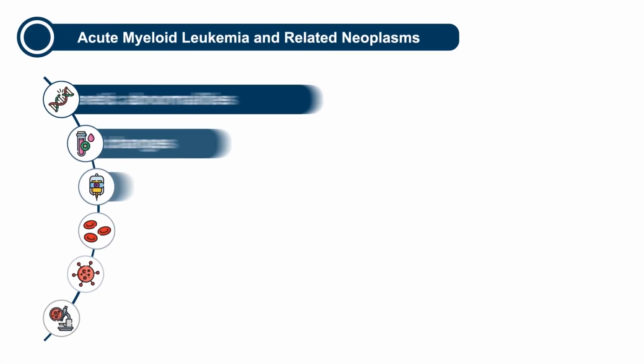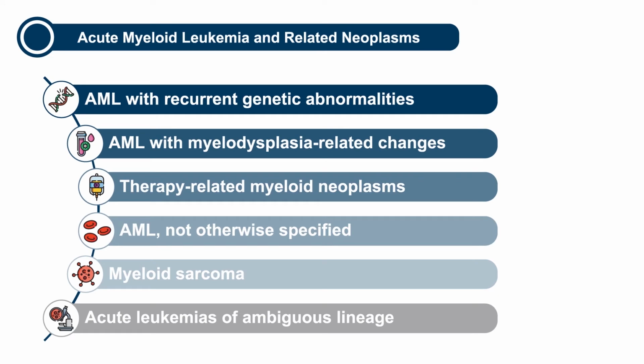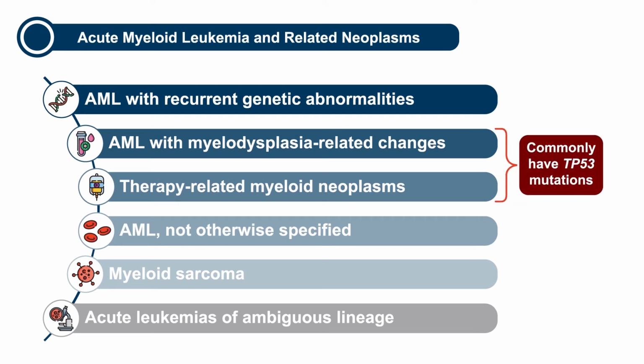These are the broad categories of acute myeloid leukemia and related neoplasms. And as we mentioned, AML with myelodysplasia-related changes, as well as therapy-related myeloid neoplasms, commonly harbor P53 mutations and thus should be always evaluated for P53 alterations. At this point, we have our tools in place. We know something about P53 mutant AML, and we understand how to interpret and promptly report testing results.